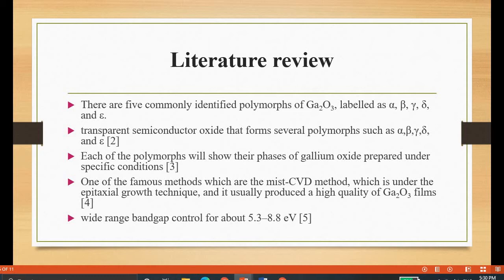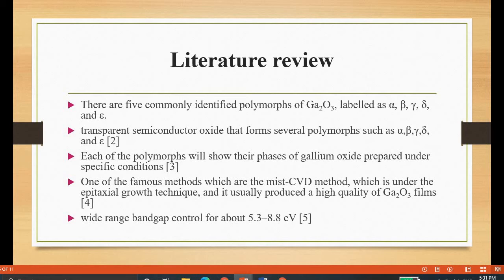Another polymorph that I'm focusing on is alpha gallium oxide. It is prepared by heating beta gallium oxide, but with a certain condition, which is pressure. It needs to be heated at 1100 degrees Celsius at 65 kilobars. Also, the gallium oxide thin film has a wide bandgap range of about 5.3 to 8.8 eV, and the same goes for alpha and beta as well.